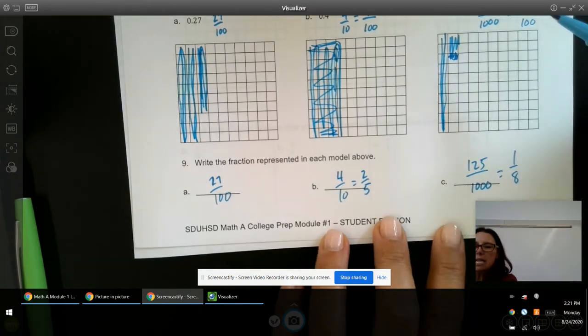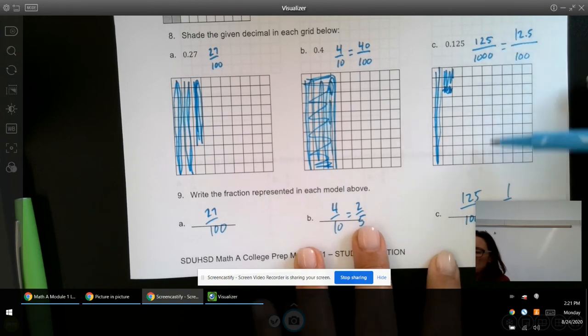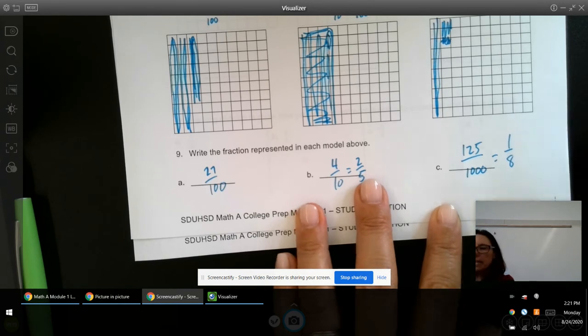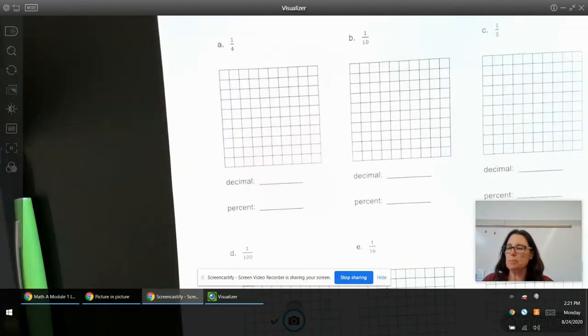Okay, you would never, as a simplified fraction, leave a decimal inside of your fraction. You would never do that. So have your 125 thousandths, and then if you want to reduce that, go for it. Okay. All right. Last page.